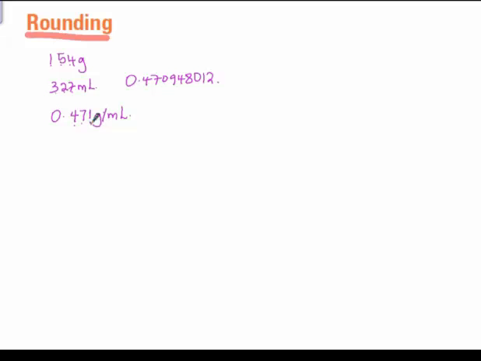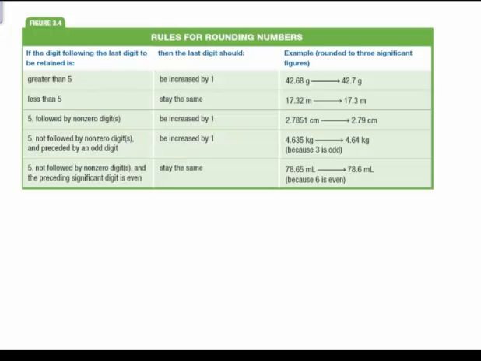The rules for rounding are shown in the figure here. We don't just round, but we have to follow rules. The rules for rounding numbers: the first column shows what the digit following the last digit to be retained is, the next shows what the last digit should be, and the third one shows the number rounded to three significant figures.